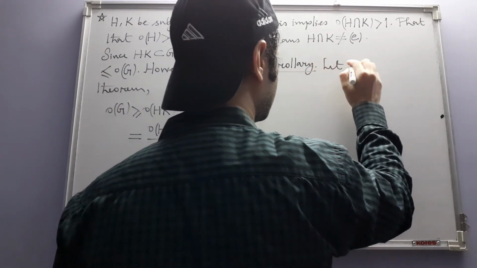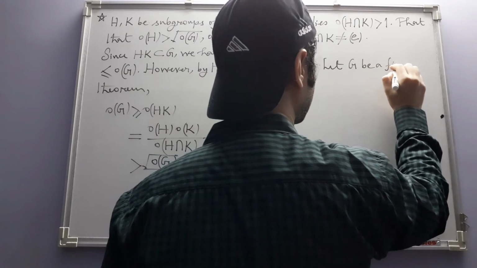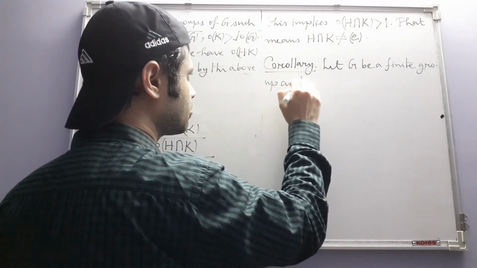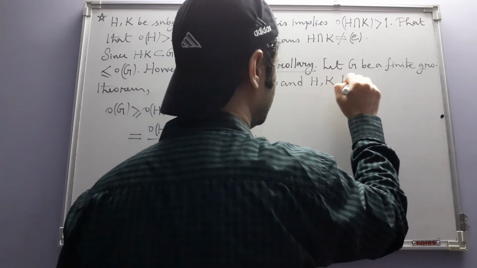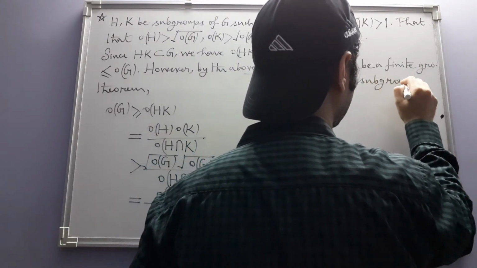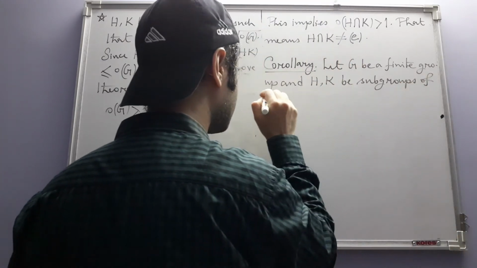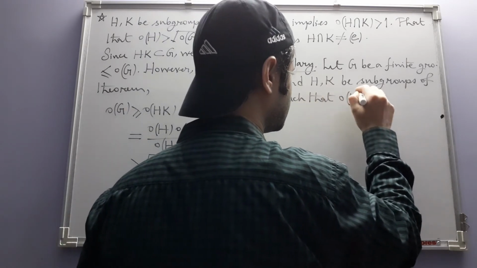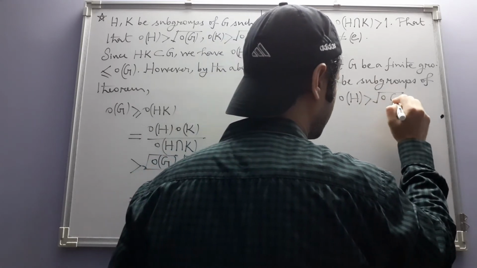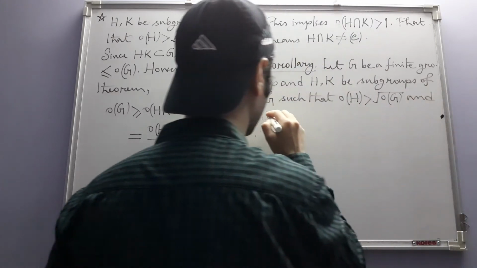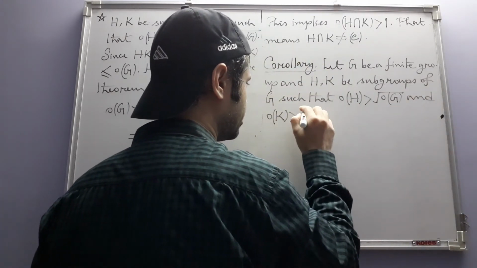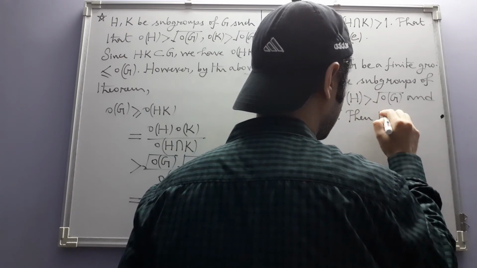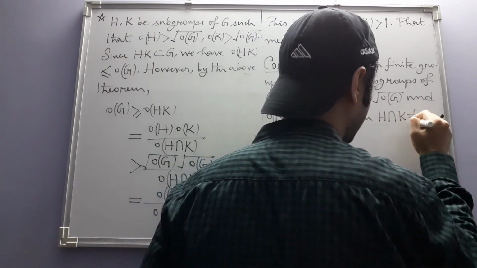Let G be a finite group and H, K be subgroups of G such that order of H is greater than square root of the order of G, and order of K is also greater than square root of the order of G. Then H and K intersect non-trivially.